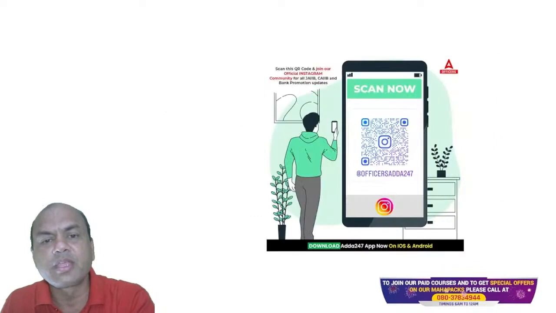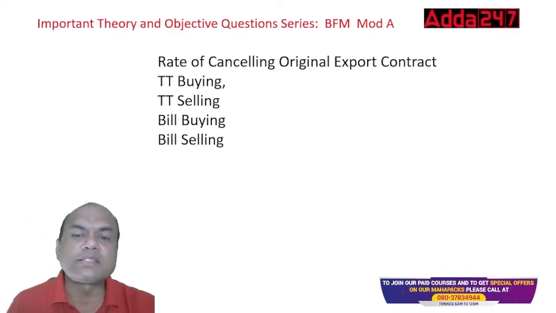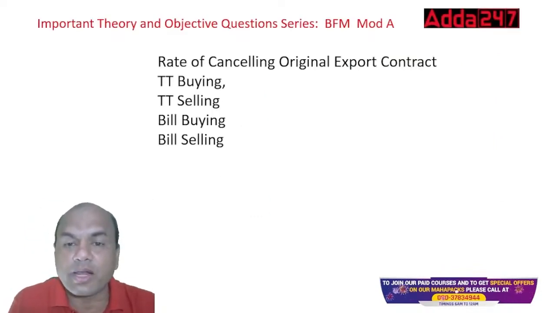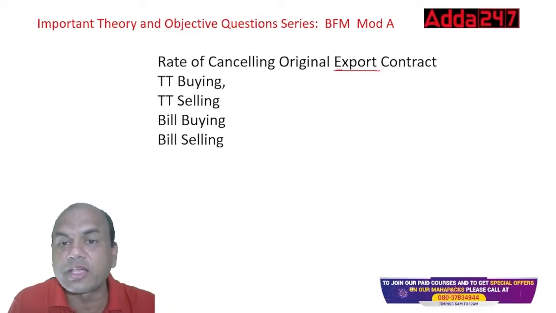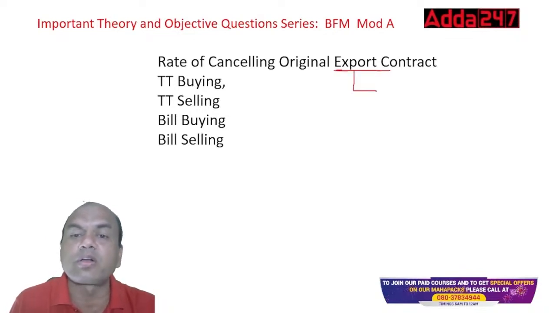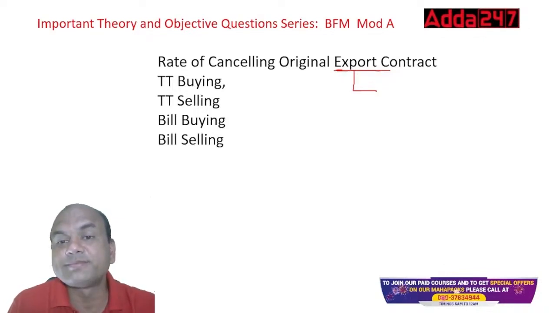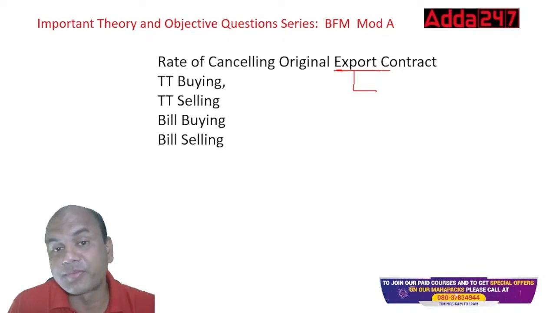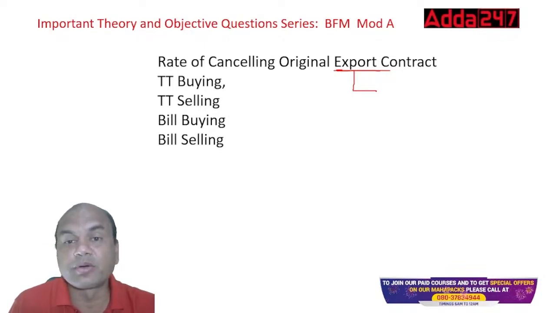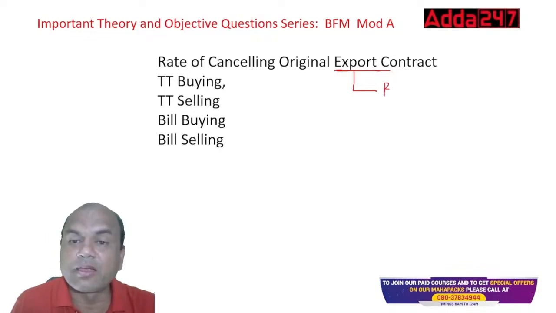Next one. Rate of cancellation of original export contracts. Here, original export. Export contract is always for what? Just now we told in the first problem, whenever we have export, export will always be buy, right?